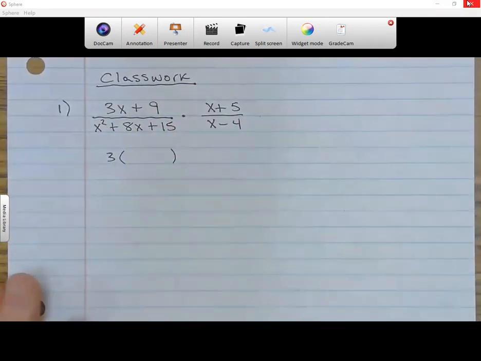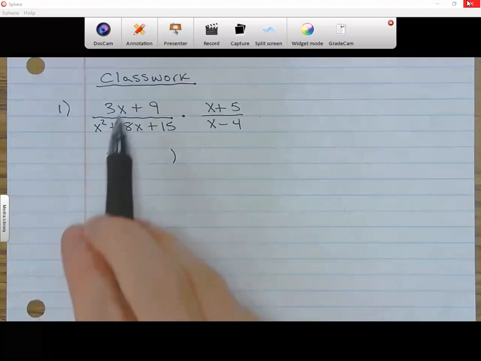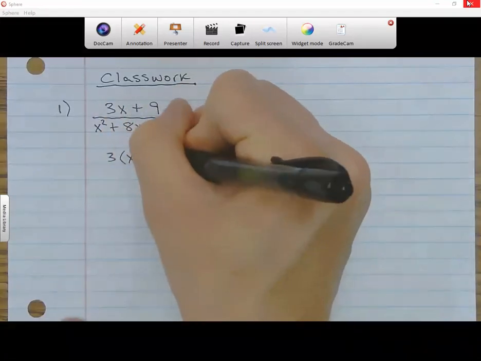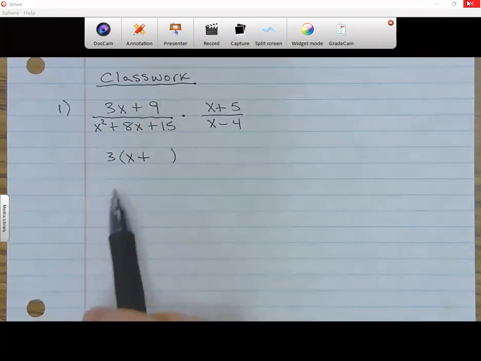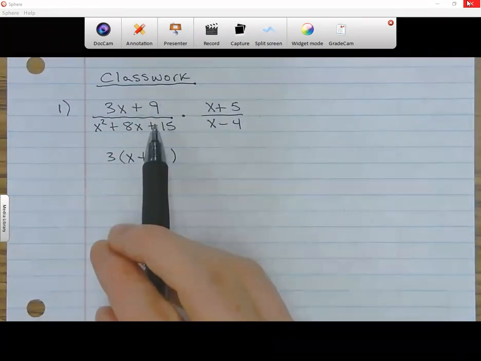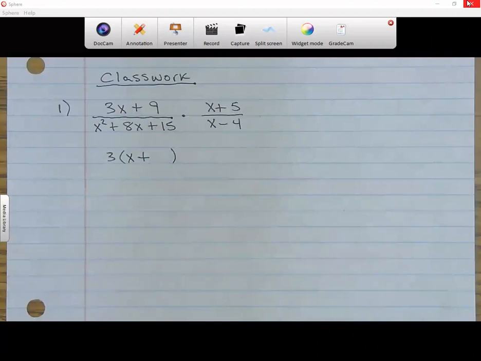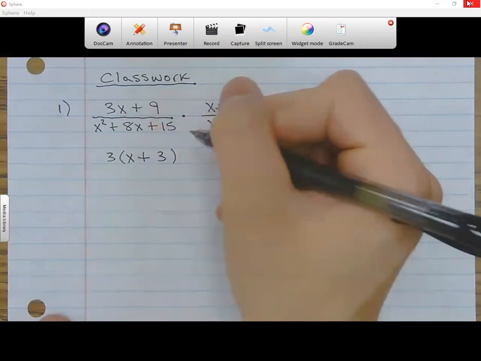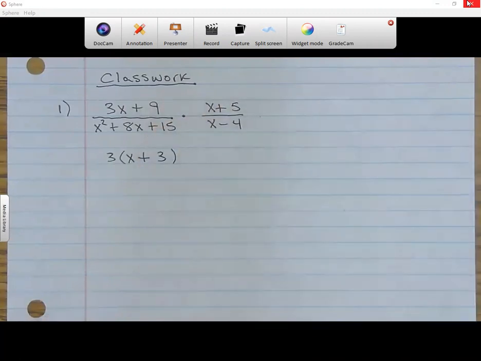So now what am I left with? Well, I need an x to get back to 3x. I need a plus in the middle. And what can I multiply by 3 to get to 9? A 3, right? Because 3 times 3 is 9. So that's the top of the fraction.